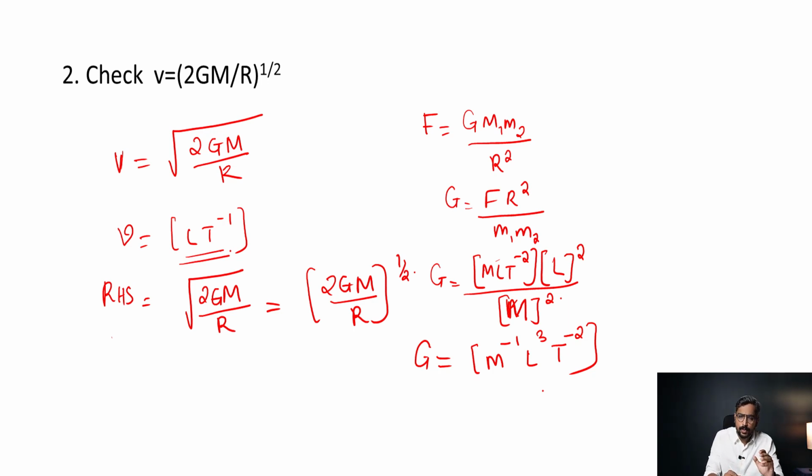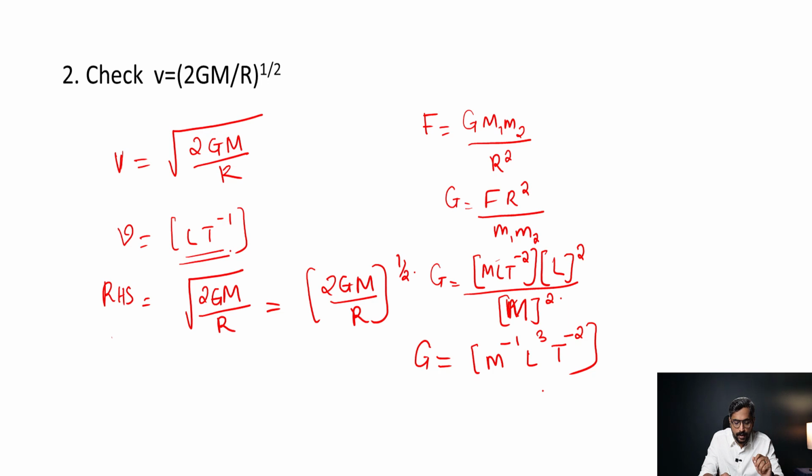So okay, no need to worry, we'll study this equation in detail in the coming classes. So from here, g is equal to what? F r square by m1 m2. From there, g is equal to, what is the dimension formula of force? M L t raised to minus 2. R is what? Radius. So radius represents length.